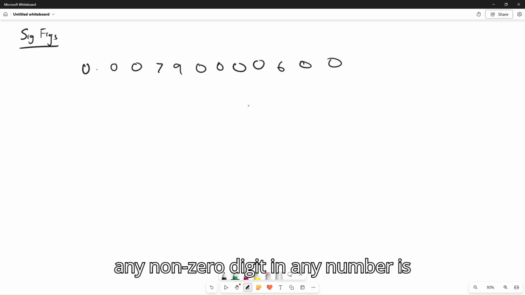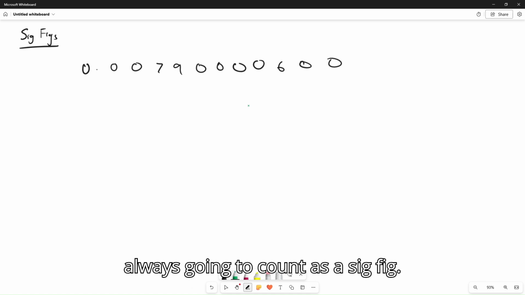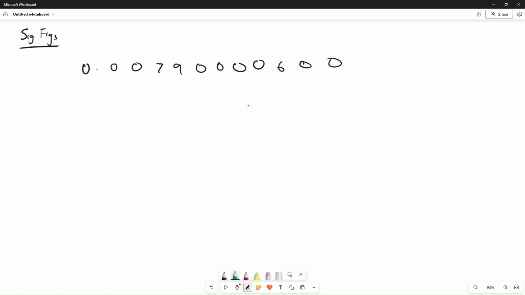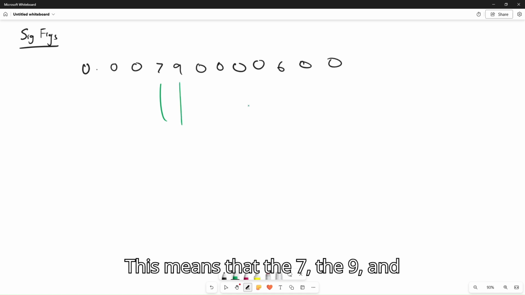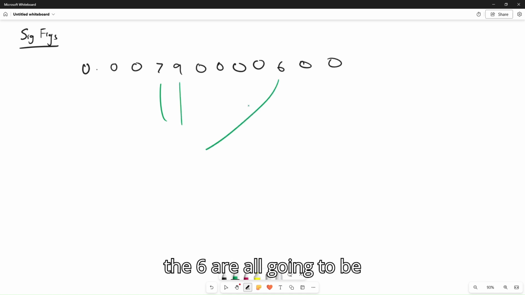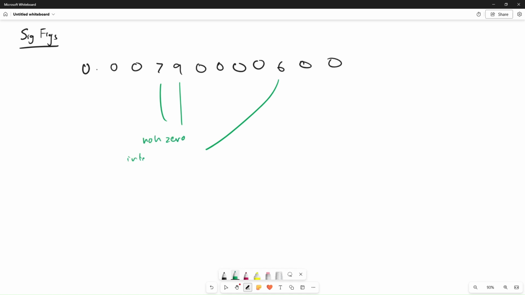Firstly, any non-zero digit in any number is always going to count as a sig fig. This means that the 7, the 9, and the 6 are all going to be significant. So non-zero integers are always significant.